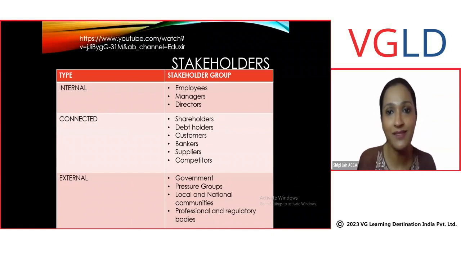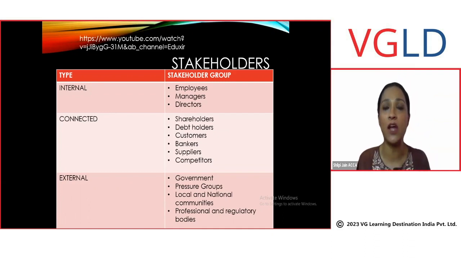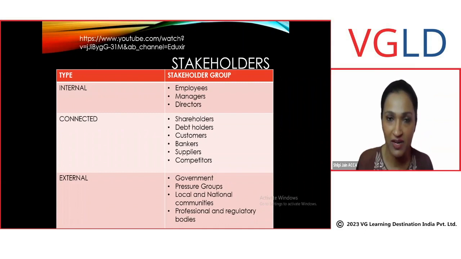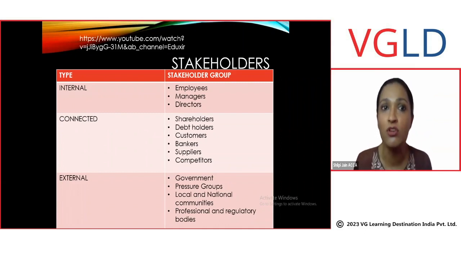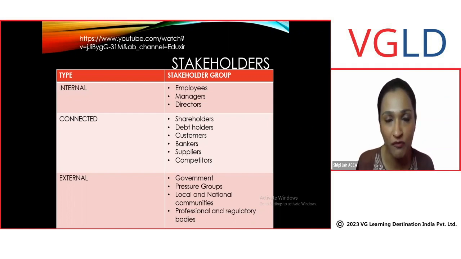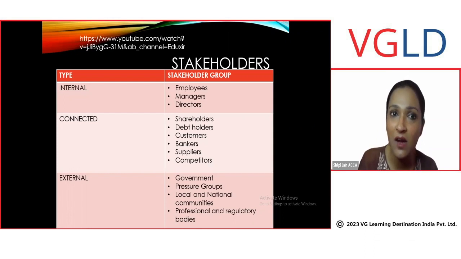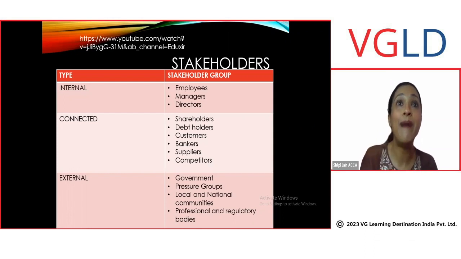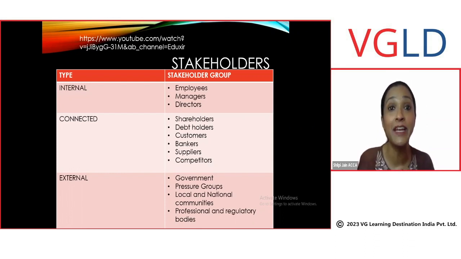So let's first understand who the stakeholders of the organization are. Everybody knows who the shareholders are, right? Shareholders are the people who own the organization, who have invested in the equity shares of the organization. Now, let me ask you a quick question. The shareholders are the owners, right? But are they the ones managing the organization, taking important decisions for the organization day in, day out?